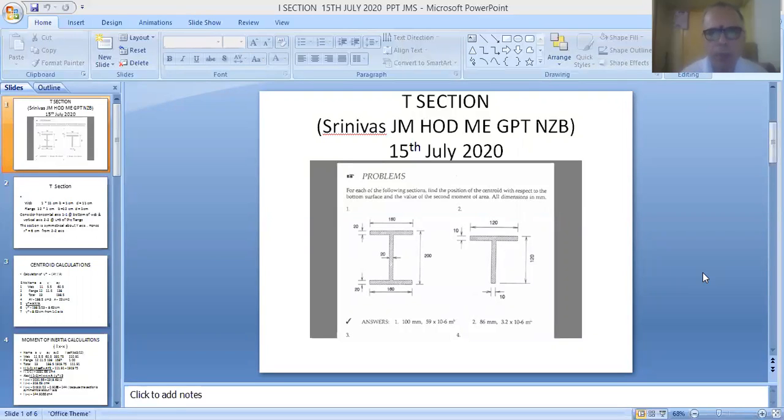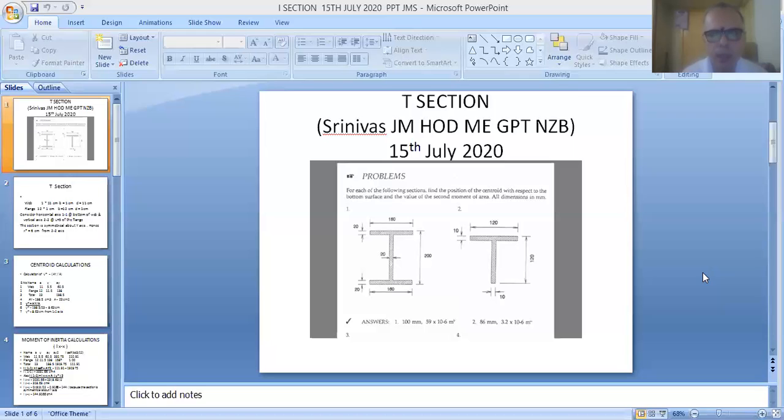Basically, they are called geometrical sections, and geometrical sections are classified into different categories. We have different types of geometrical sections. The first one is called a T section, the second one is I section, thirdly we have L section, and finally we have C section.